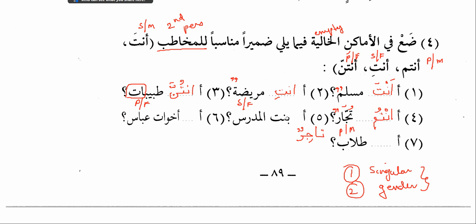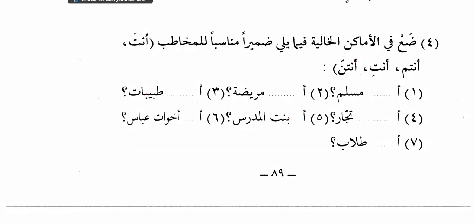A dash bintul mudarrisi. Bint is singular feminine. So, anti. Anti. A dash akhawat abbasin, antunna. Now you can make out how you're going to put the pronouns. A dash tulabun, antum. Okay. Now let's move on to the next question.